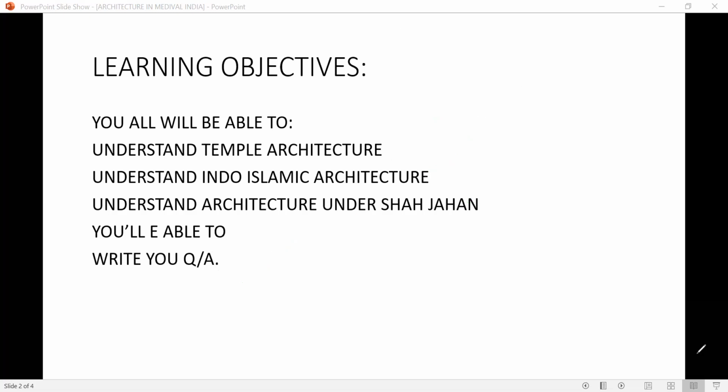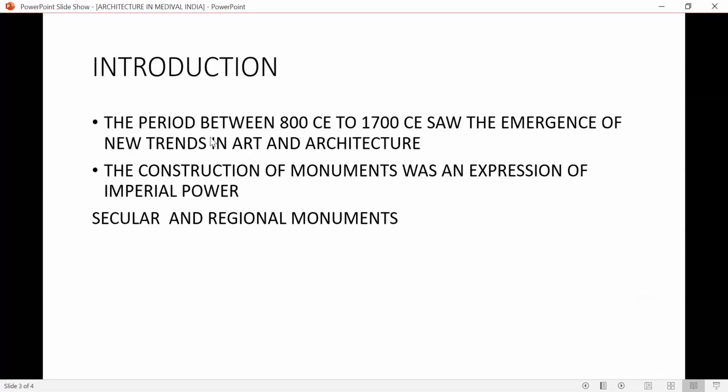The first thing we are going to start with is the introduction. We all know the introduction is very important for the chapter, right? In the introduction, there is a very small thing: the period between 800 CE to 1700 CE saw the emergence of new trends in art and architecture.